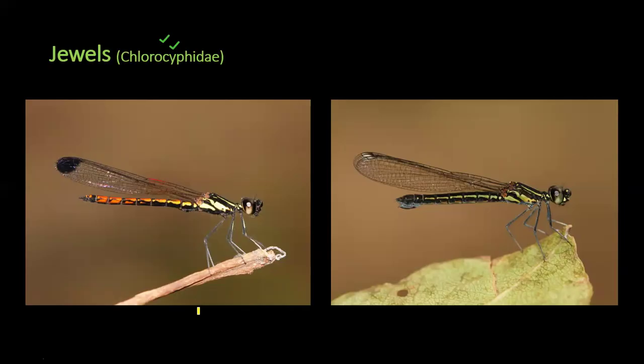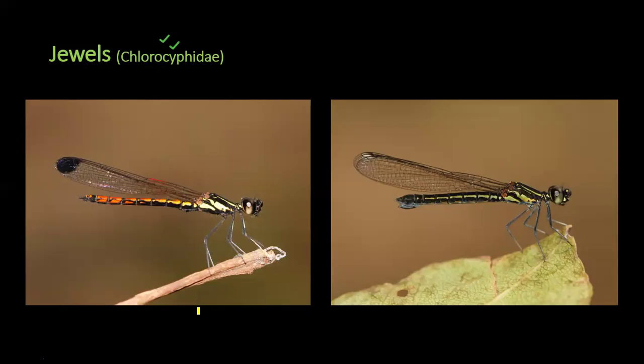These are the major families that you can observe. I'll give a brief intro to each family, with one or two key points on how to differentiate and identify them. First, a well-known family among Asian damselflies is the family Chlorocyphidae, which we generally refer to as jewels.